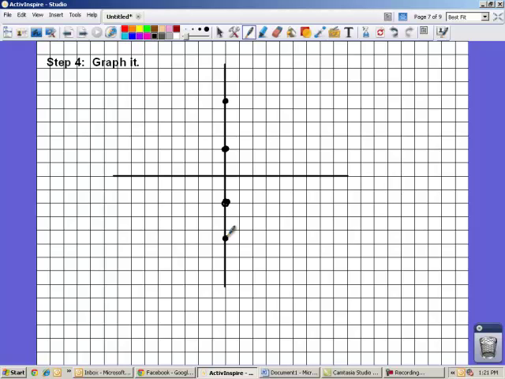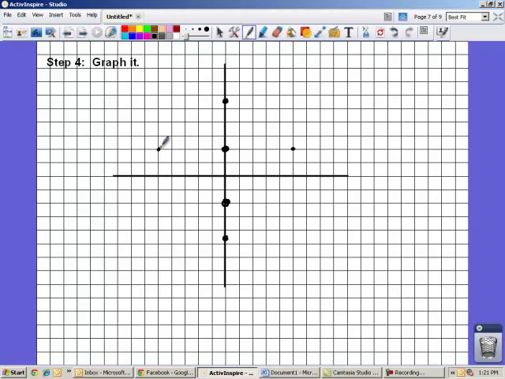So we have our asymptote of 2 over 5. So we're going to start at the origin. We're going to go up 2 over 5. We're going to just put a little point. We're going to go the other way, up 2 over 5.